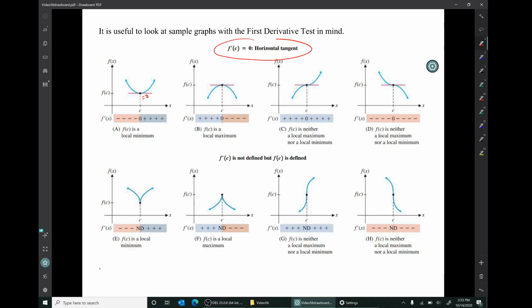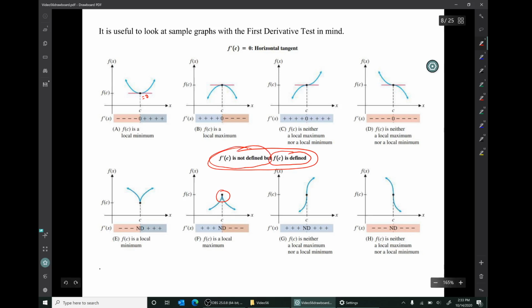Let's look at some examples where the first derivative is not defined, but the y value is defined. So, for instance, this point on the graph, there is a y value, so f parentheses c is defined, but there is no tangent line, so f prime of c is not defined.